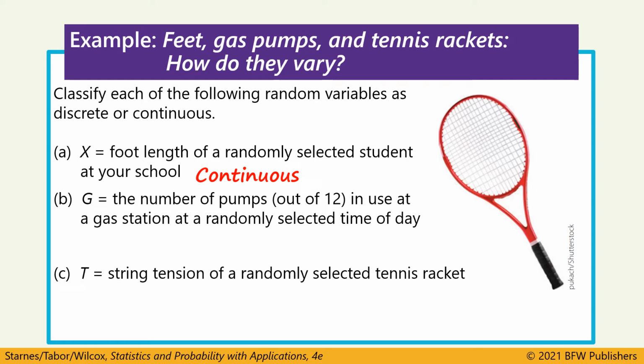Part B, G equals the number of pumps out of 12 in use at a gas station at a randomly selected time of day. This one's discrete because maybe there's 2 pumps in use or 3 pumps, but it's not possible that there would be 2.349751 pumps in use. Lastly, part C, T equals the string tension of a randomly selected tennis racket. Again, this is measured, making it continuous, and that tension could be any value within a range.